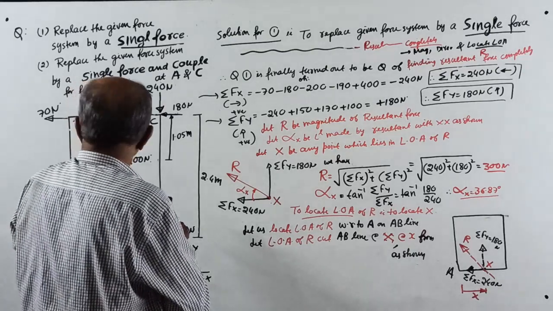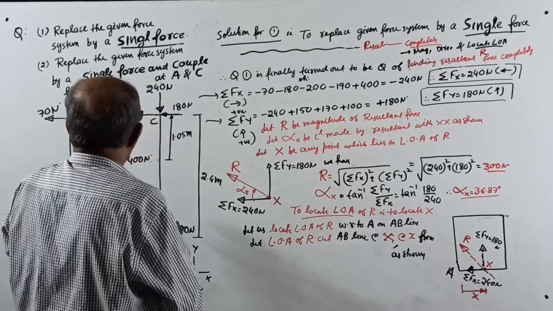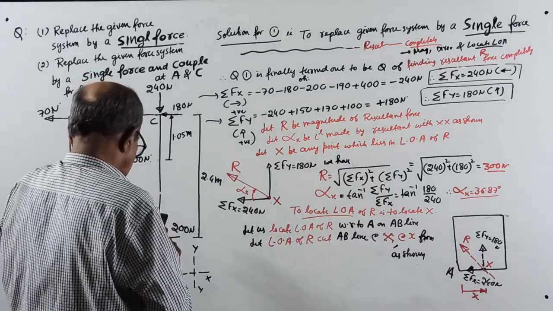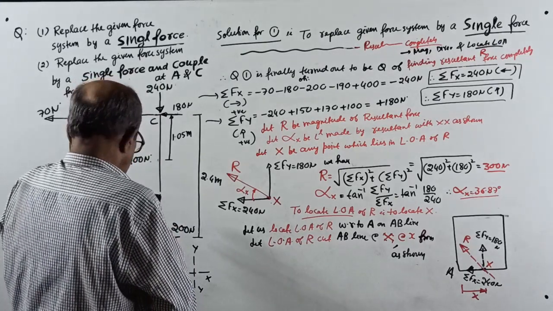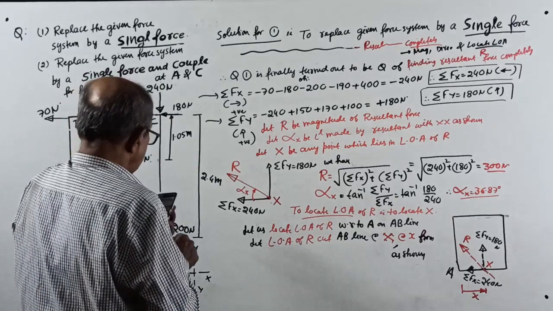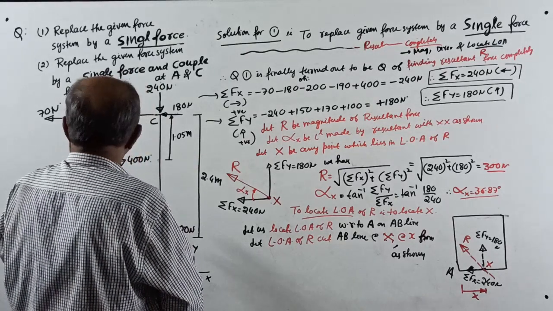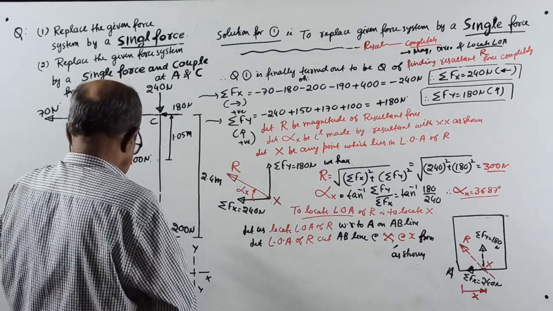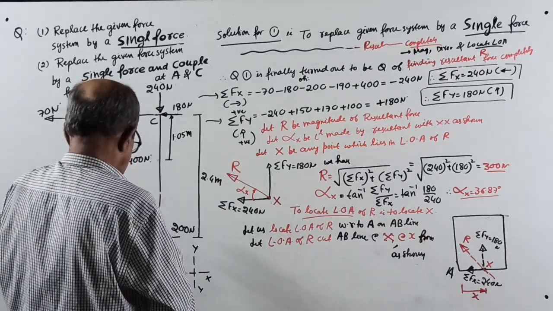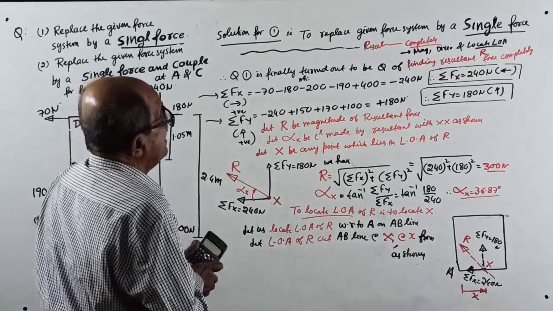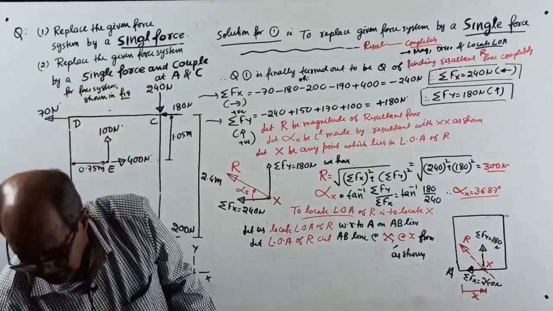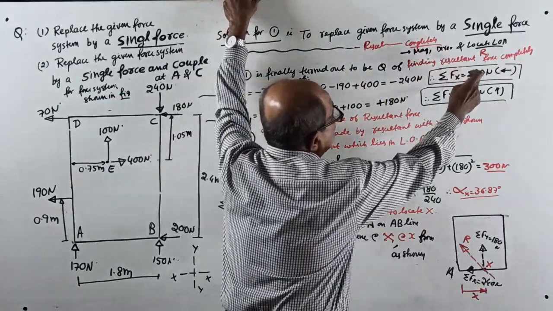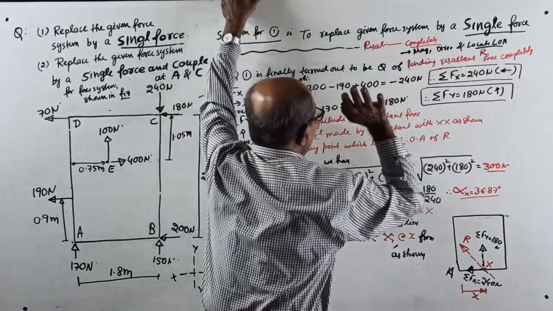Oh, the calculator is not on. Minus 70, minus 180, minus 190, minus 200, plus 400 is, yes, minus 240. Correct. See, we took right side as positive, negative came, so Fx is towards the left side.